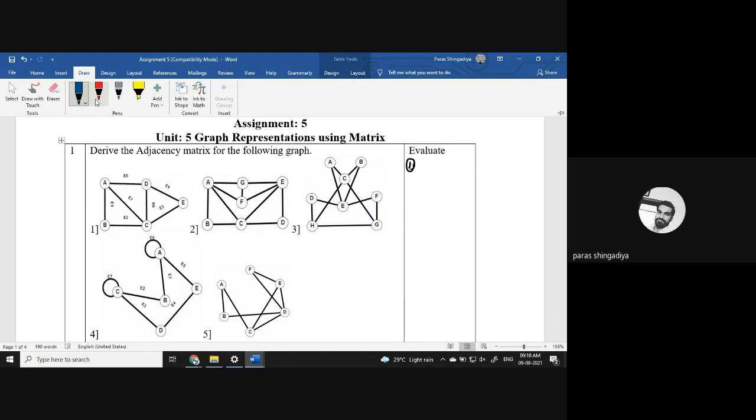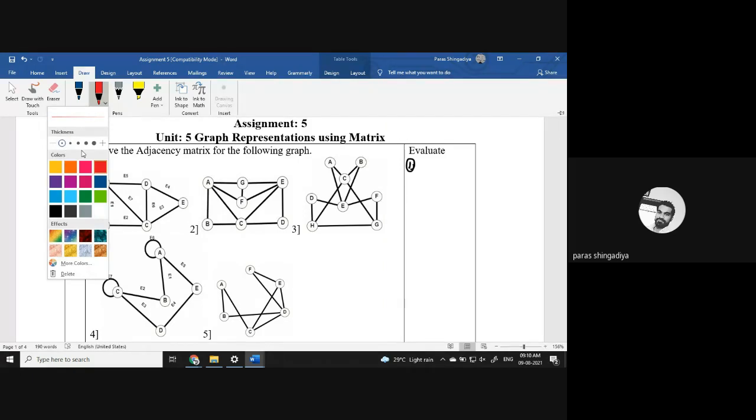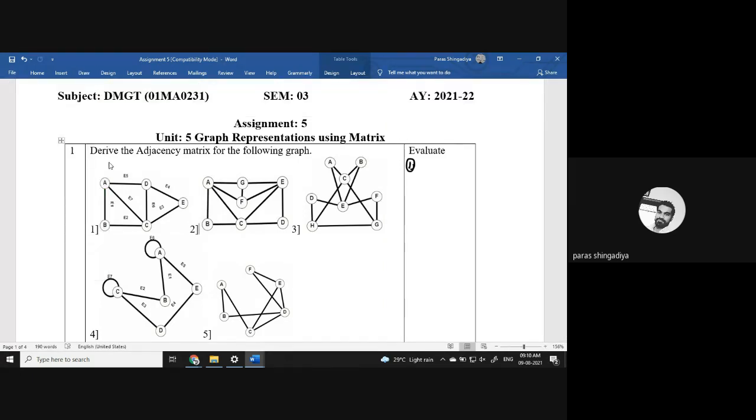In this question number 1, in the first graph we have 5 vertices and 7 edges, but in an adjacency matrix we just compare vertex to vertex. So what will be the size of the matrix? It will be 5 rows and 5 columns, a 5 by 5 matrix. You mention only the matrix, there is no other requirement. Here the notation for the matrix is A.